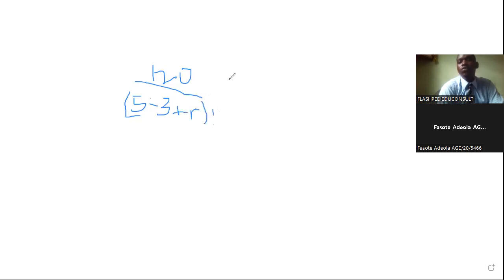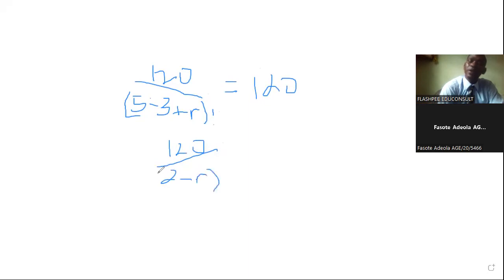Okay. So we wrote 120 over 5 minus 3 plus R equals to 120. So 5 minus 3 is going to give us 2. So indirectly, you have 120 over 2 minus r factorial. Don't forget that the factorial is not just carrying only r, it's carrying the 2 minus r. So it's equals to 120. If you now use arithmetic method, you know that 120 over 120, if you cross multiply, that will be giving you 120 over 120. So indirectly, you'll be left with 1 equals to, do you understand what I'm doing?